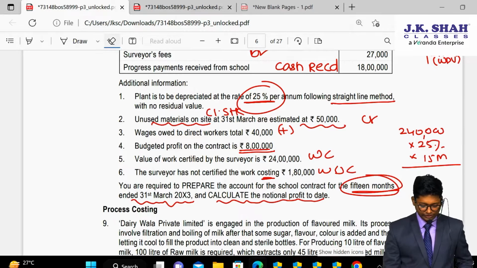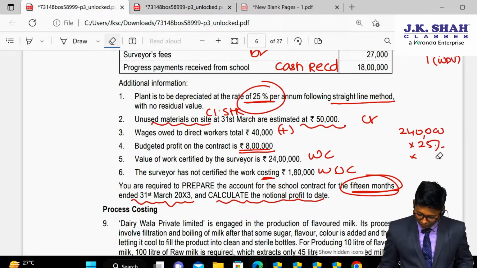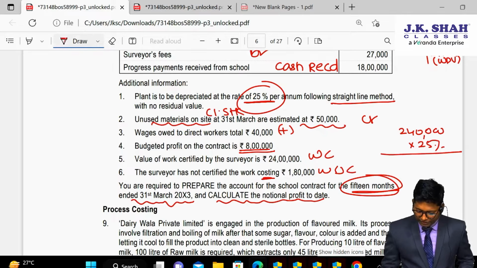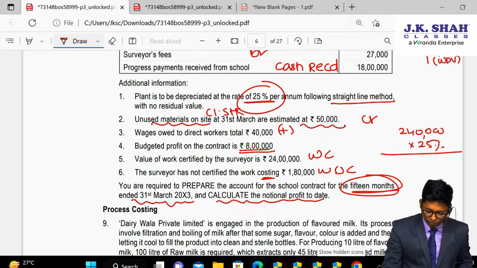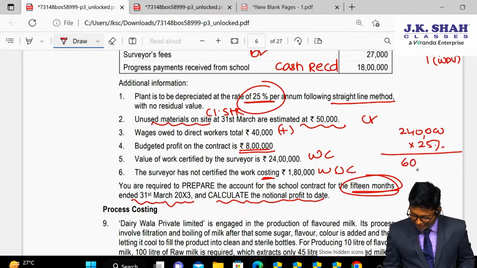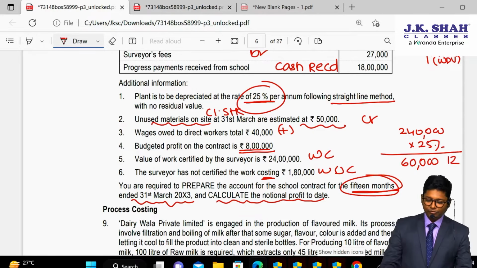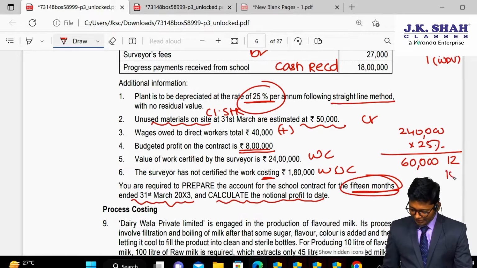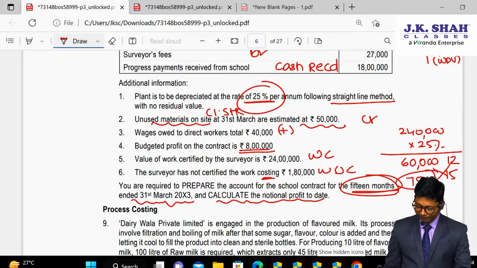Sir, what you said, can you please repeat? Yes, why not? Now if you are charging depreciation at a rate of 25%, then 2,40,000 into 25% will give you 60,000 depreciation, but this is for 12 months, correct? Now if you want to calculate depreciation for 15 months, then simply multiply it by 15 divided by 12. You will be getting depreciation for 15 months, and 15 months depreciation is 75,000.